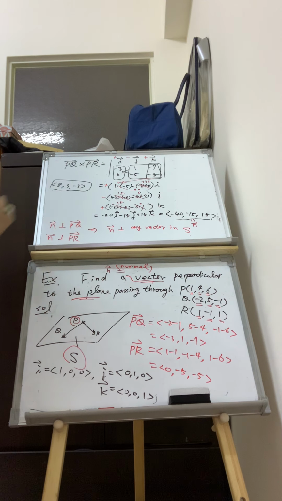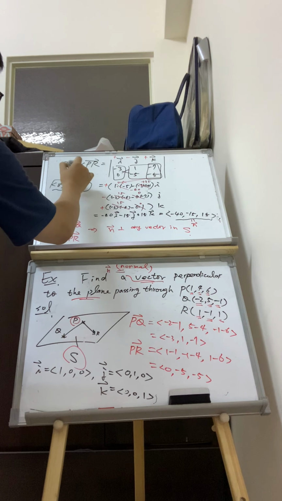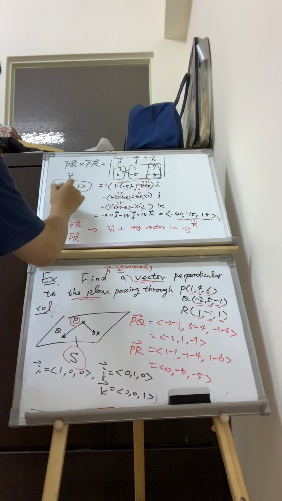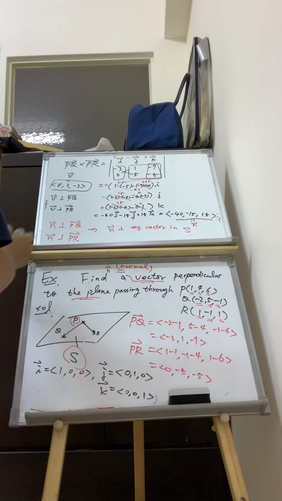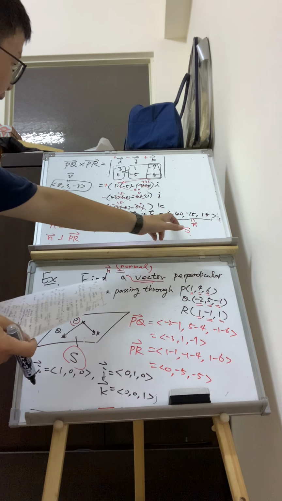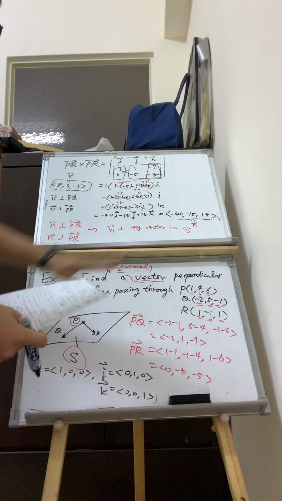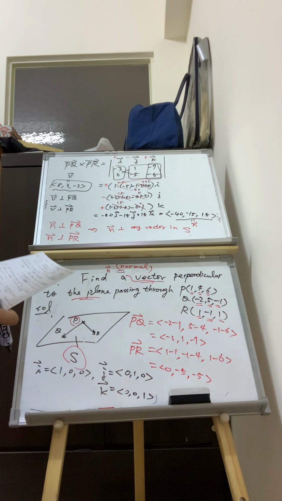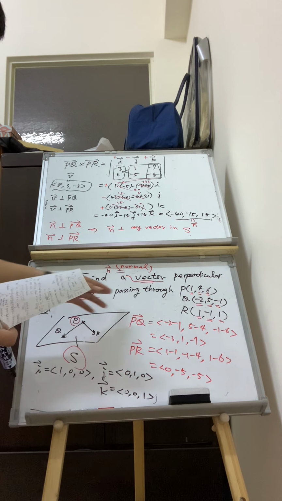If you check it, denoting it by V, it is also perpendicular to PQ, and also perpendicular to PR. So it's also a normal vector. It means that we could multiply this vector by any scalar, or divide by any non-zero scalar, and it's also perpendicular to the plane passing through PQR.